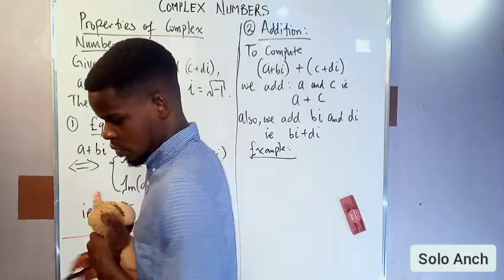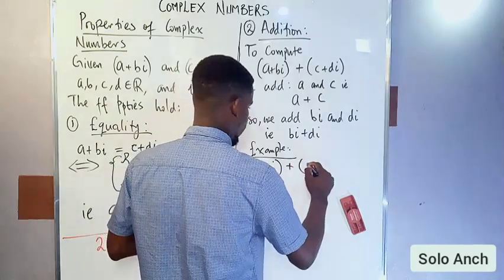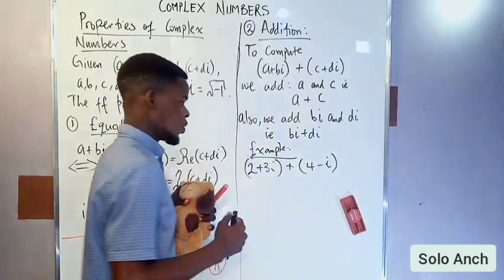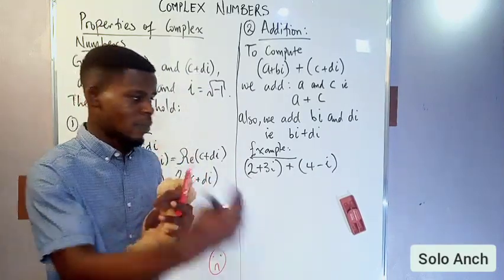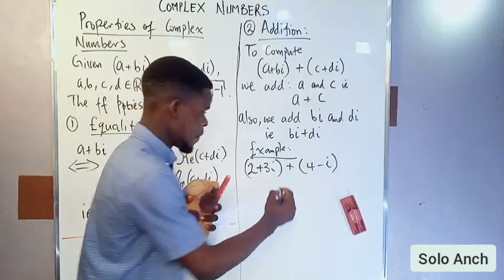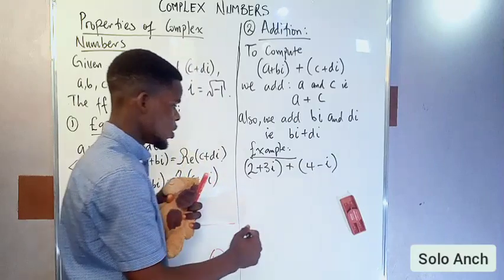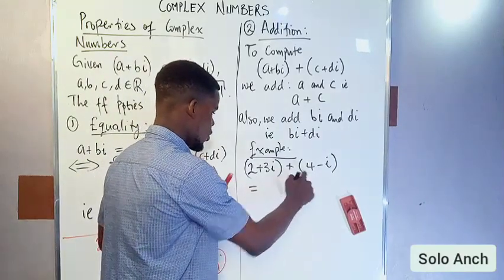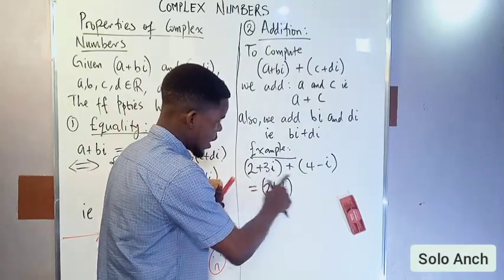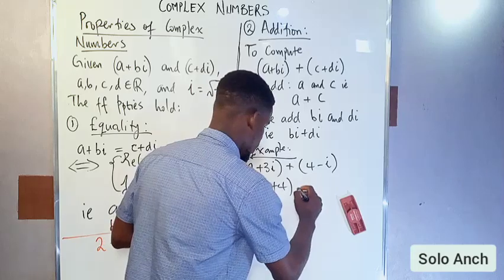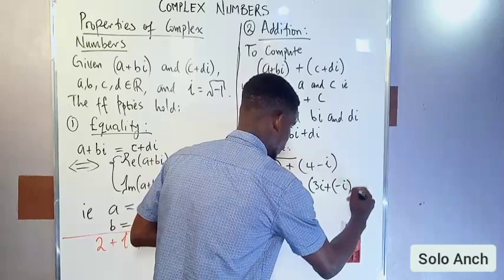Let's say you want to add 2 plus 3i and 4 minus i. You notice that the real part here is 2, irrespective of the arrangement. It's not always the first term that will be the real part. It is the part independent of the i. So the real part here is 2, the real part here is 4. So we'll add 2 and 4 together. Then we will add 3i to -1i.